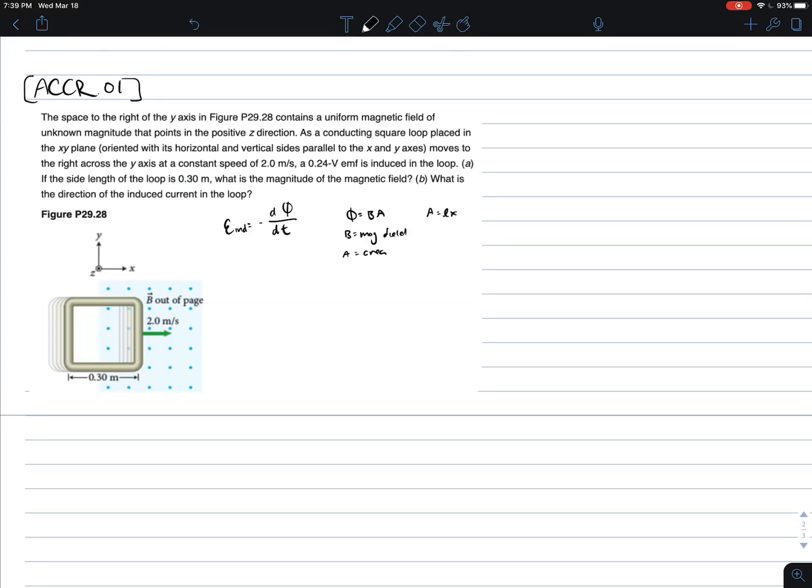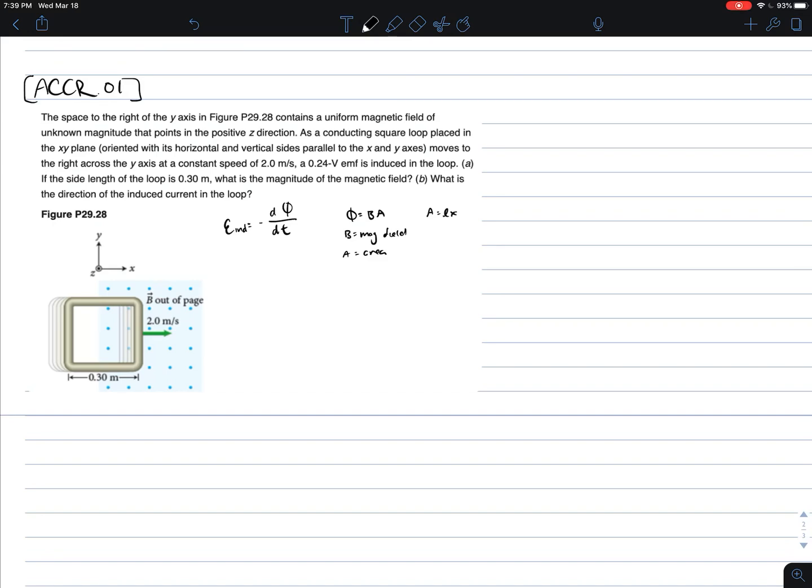Okay, in order to demonstrate this standard, I have the question here from the book. The space to the right of the y-axis in figure 29.28, which is below, contains a uniform magnetic field of unknown magnitude that points in the positive z direction. A conducting square loop placed in the xy plane, oriented with its horizontal and vertical sides parallel to the x and y axes, is moved to the right across the y-axis at a constant speed of 2 meters per second. A 0.24 volt EMF is induced in the loop.